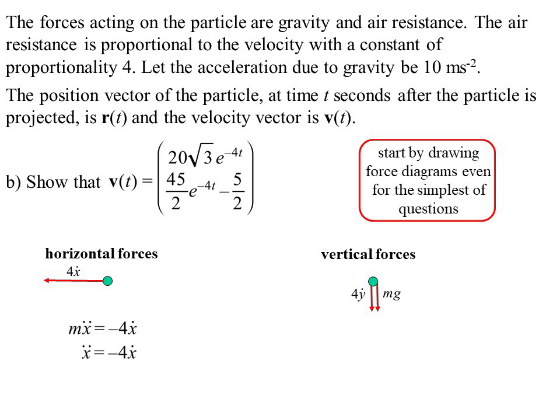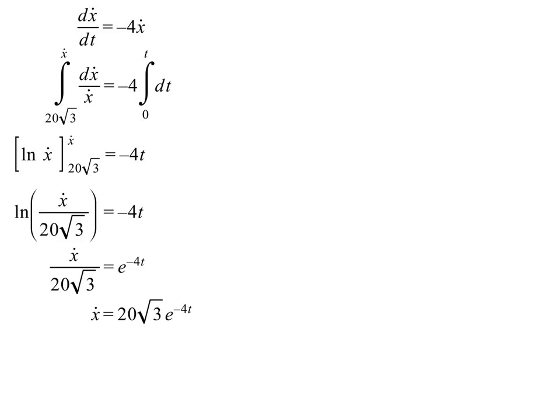Let's go back to our horizontal forces. The m x double dot will be minus 4x dot, so divide through by the mass. It was a unit mass, so that's why the m just goes away. And then over in the y direction we end up with minus 4y dot minus 10. We want to show v of t. All right, a bit of integration to do, and the log comes out nicely. So 20 root 3 e to the minus 4t.